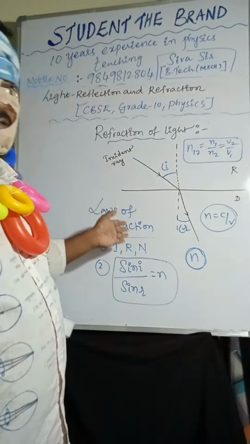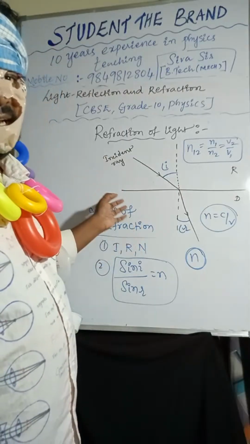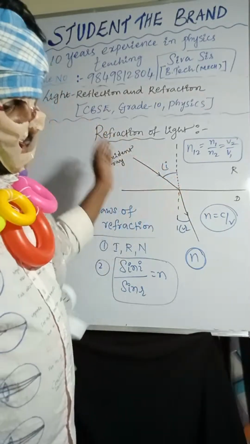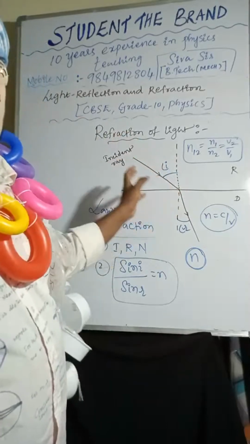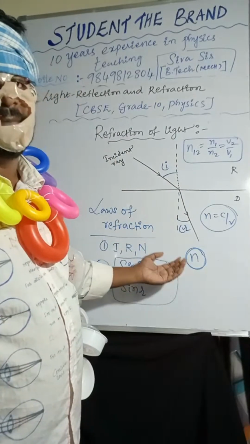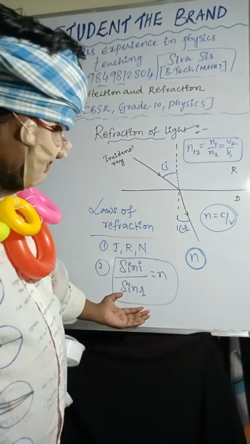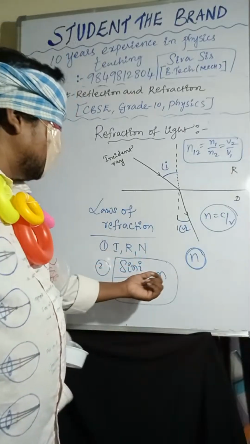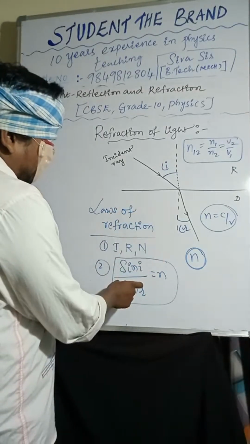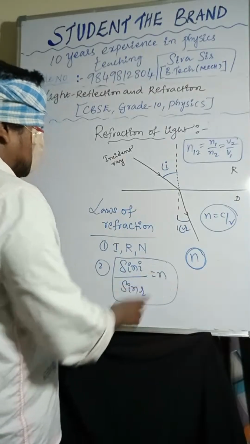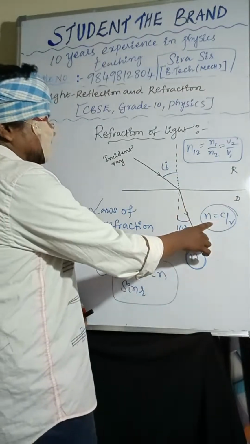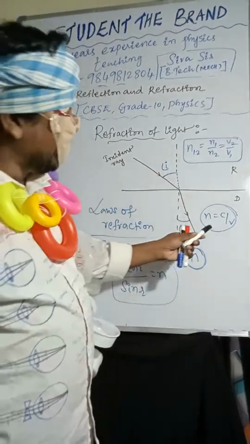The incident ray, refracted ray and normal line lie in the same plane. The sine of the angle of incidence to the sine of the angle of refraction is equal to a constant. That is nothing but the refractive index, n. The absolute refractive index is nothing but c by v, that is, taken with respect to the speed of light in vacuum.